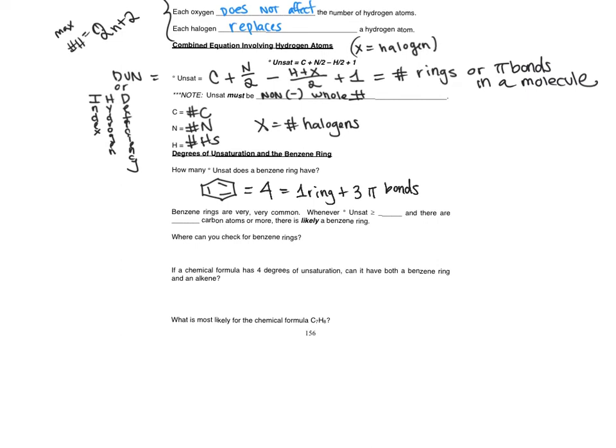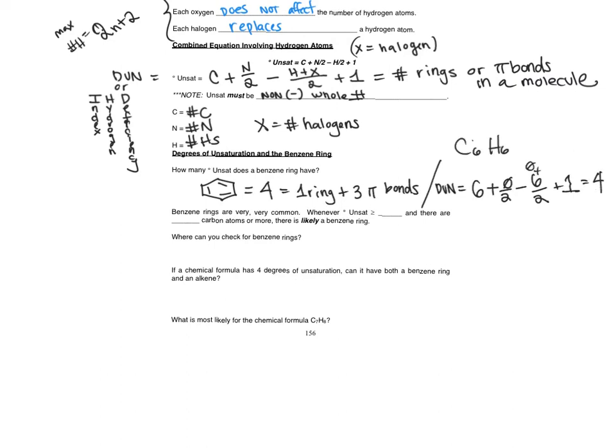What if I didn't tell you the structure of benzene? I said, hey, benzene, C6H6. Let's use the formula. So, number of degrees of unsaturation, DUN, equals 6 plus 0 nitrogens over 2, minus 6, 0 plus 6, because there's no halogens, over 2, plus 1. All right, so 6 over 2 is 3. 6 minus 3 is 3, plus 1 equals 4. So that's how that works.